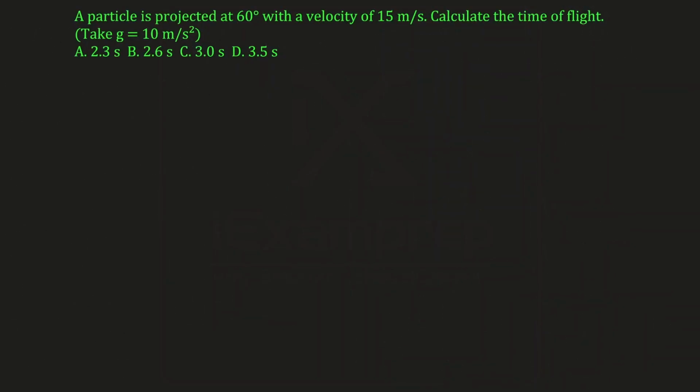So now let's apply everything that we have learned so far in solving problems. We have a problem that says that a particle is projected at 60 degrees with a velocity of 15 meters per second. So the angle of projection is equal to 60 degrees. Although it wasn't mentioned that it is projected at an angle of 60 degrees to the horizontal, we are going to assume that the angle of projection is to the horizontal. And then the velocity of projection is 15, so u is equal to 15 meters per second. We are given that g is 10 meters per second squared.